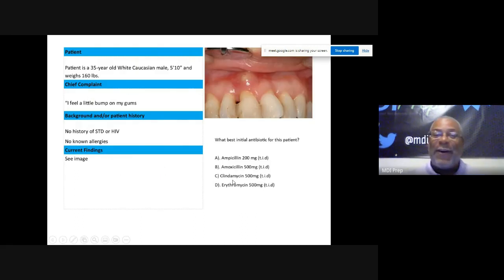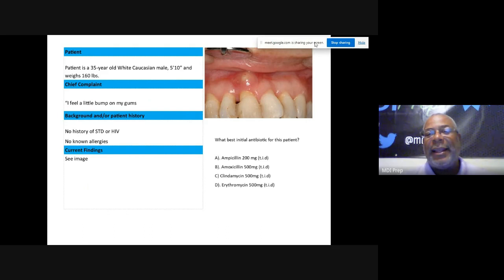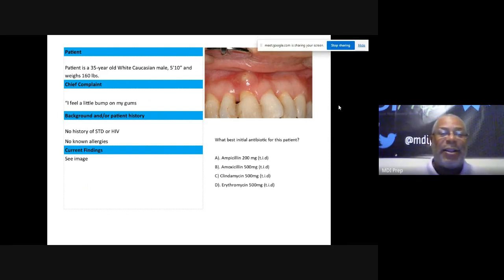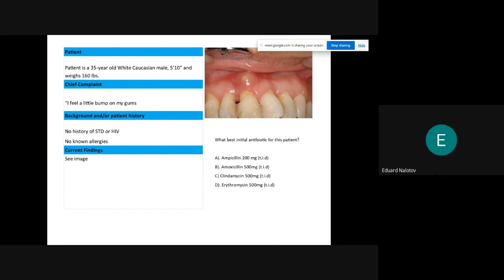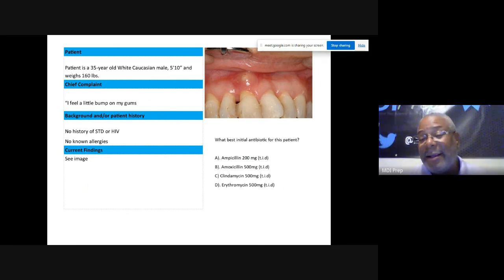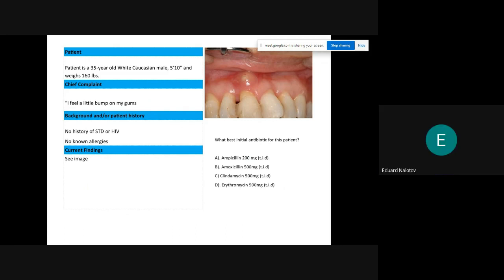So let's start off with a little warm up. Let's go with Dr. Everett, go ahead and tell us this question and give us the answer. I would prescribe here ampicillin. Which one? Option A, ampicillin.